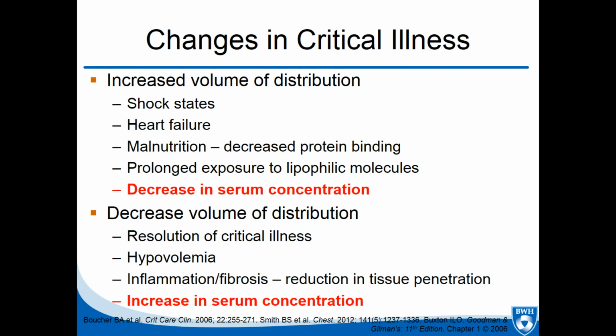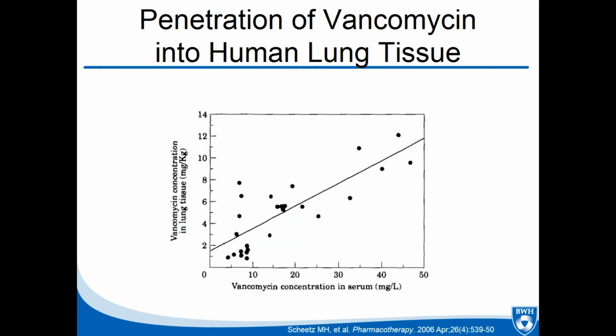Overall, these will lead to a decrease in serum concentration, and decreased volume of distribution, which will lead to an increase in serum concentration, can often be seen as patients start to recover from their acute ailments. We may need to consider changes in drug levels because of the now slowly decreasing volume of distribution. Other disease states that will lead to an increase in serum concentration are hypovolemia and inflammation. Here are some graphic examples of that decreased penetration into end tissues.